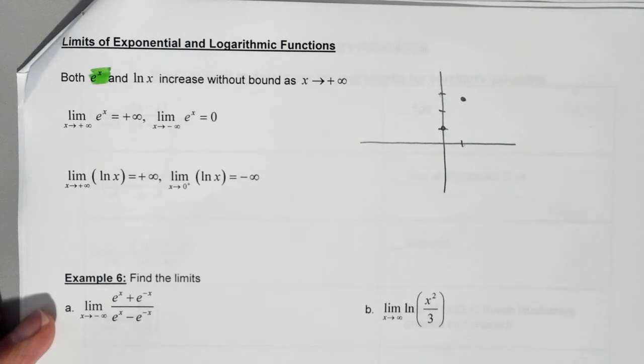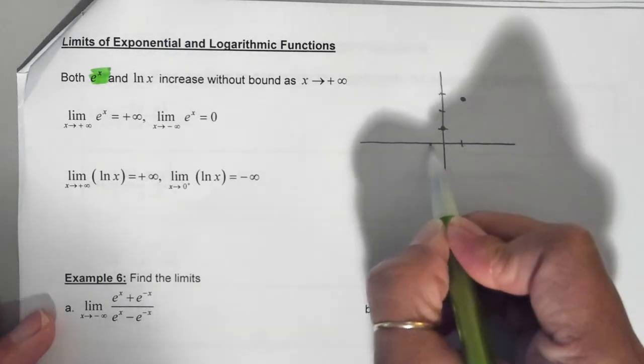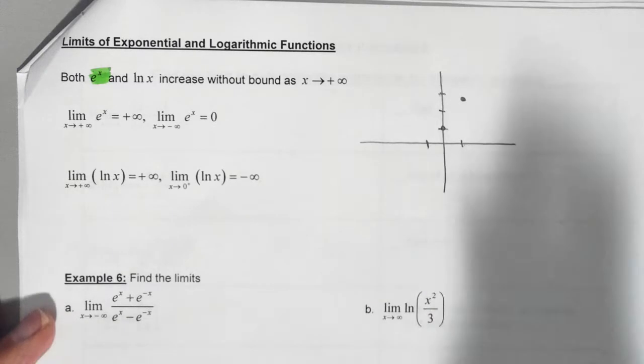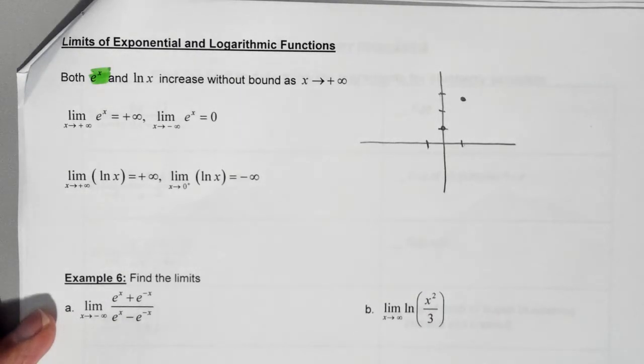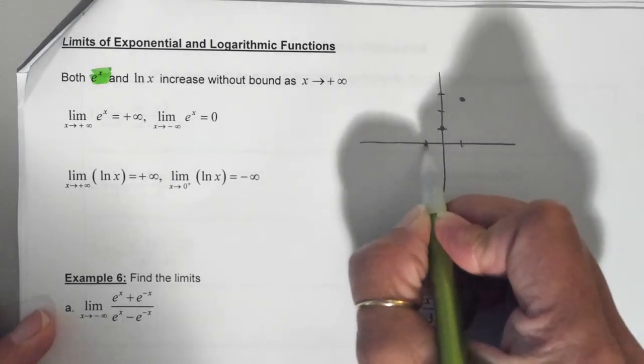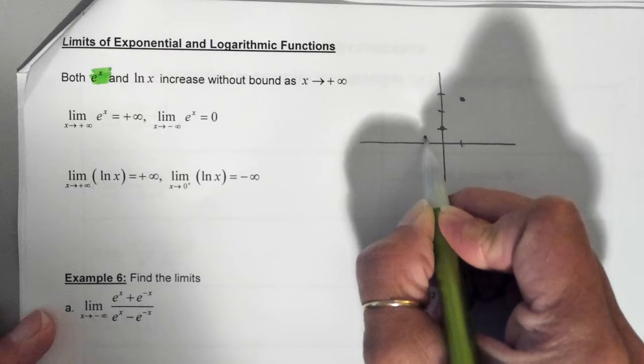Those of you with a calculator, if I plug in -1, e to the -1 is really 1 over 2.7. What is the approximate value of that? So about 0.4, right? If we were to round 0.37, 0.4. So that means if I go to -1, I'm at about 0.4.